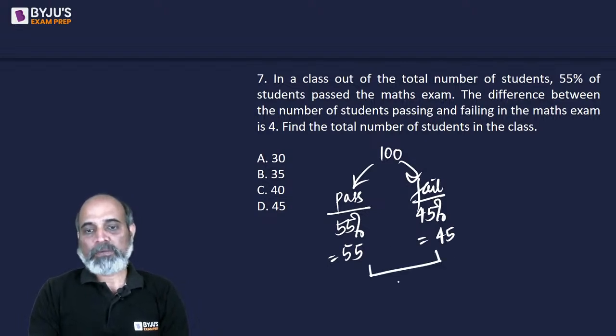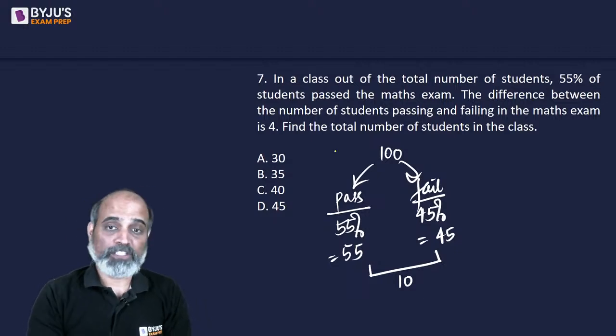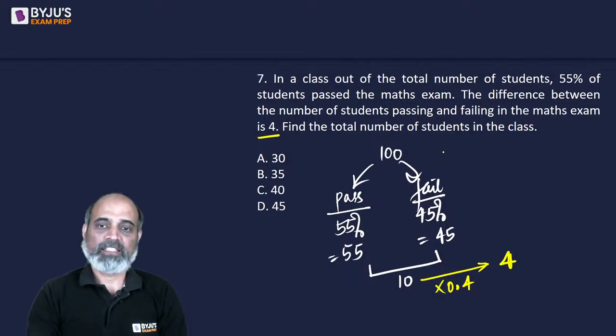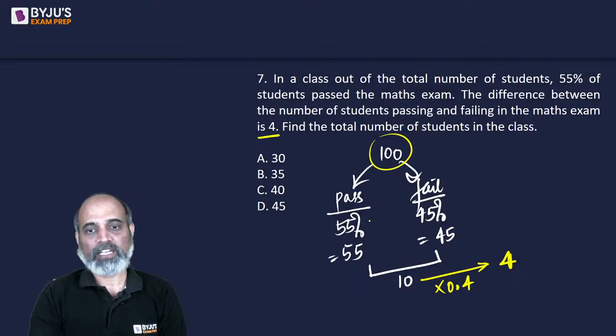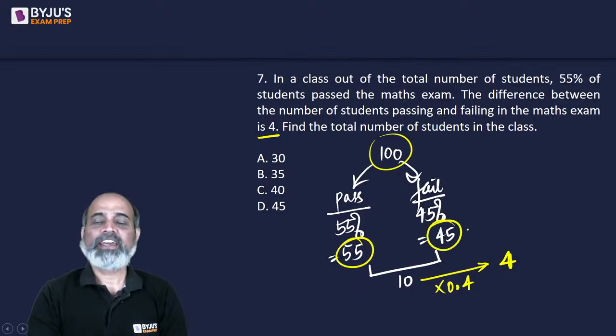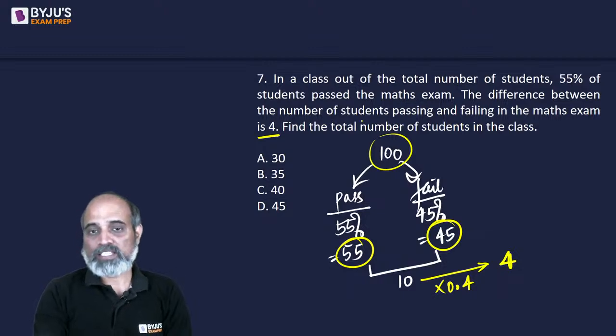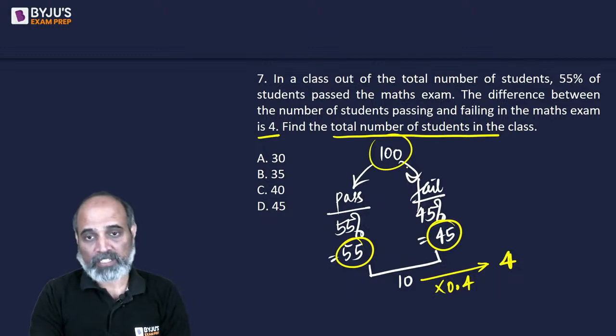So the difference between the pass and fail is 10, but as per the question, it is given that this is 4. So how many times is this? So this is 0.4 times. 10 into 0.4, or 1 into 4, is 4. That means 0.4 times 100, 0.4 of 55, 0.4 of 45. Every number or every milestone where we have written down a number, everything will become 0.4 times. Since the question is asking us about the total number of students in the class, we assumed it to be 100. We will be doing 0.4 of that, which is 4 into 10. That will result in 40.